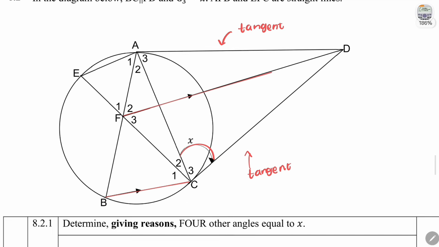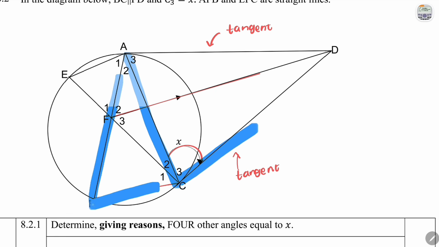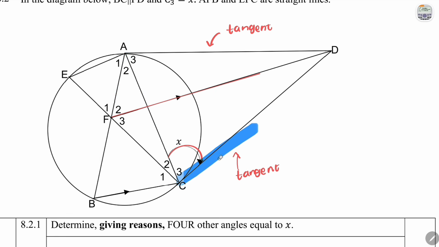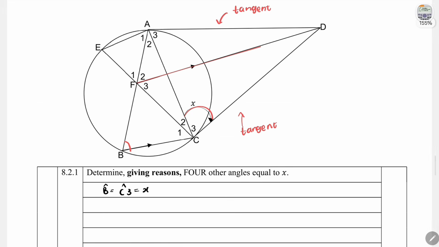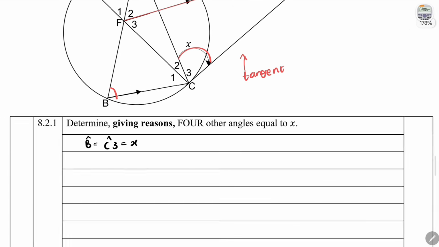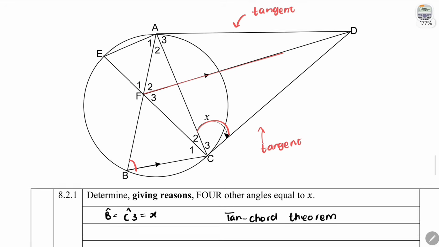Okay, so if these were tangents, find four other angles equal to x. Well, this is convenient for it to be a tangent because of where it is. If this is a tangent and this is a chord, the angle between the tangent and the chord is equal to the angle supported by that same chord. So angle C3 is also equal to angle B, so we can also just put that down. And of course, this is equal to x. The reason is the tan chord theorem: angle between the tangent and the chord is equal to the angle supported by that same chord. Okay, so that's the first one.